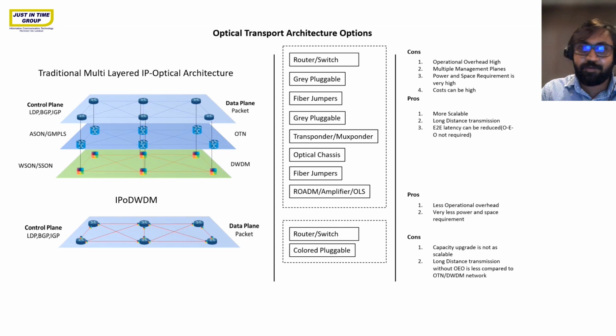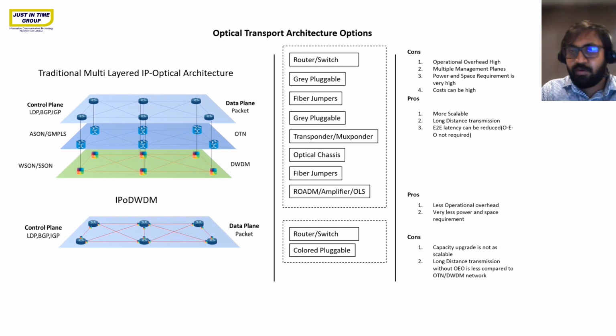I mean, you need to have routing and switching equipment, then you need to have gray pluggables, you need to have gray fiber jumpers, and also transponder and muxponder cards and optical chassis, and then to maintain a separate optical infrastructure. So from a cost perspective, this is not cost efficient, and also there's a lot of operational overhead.